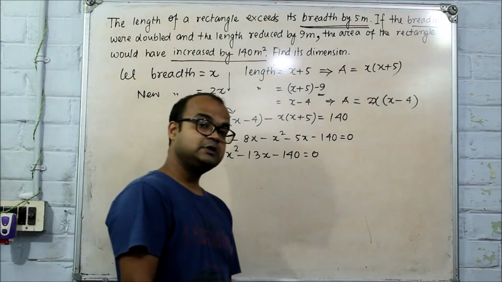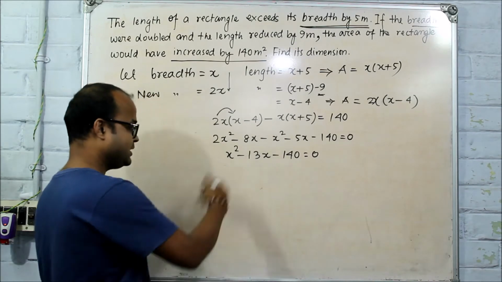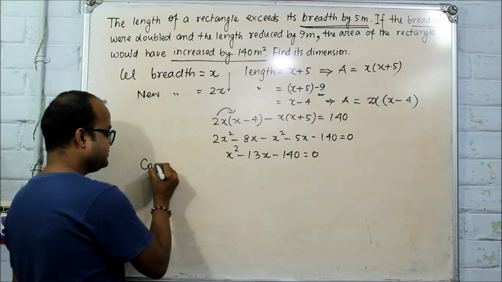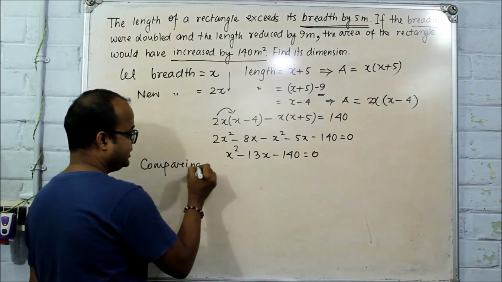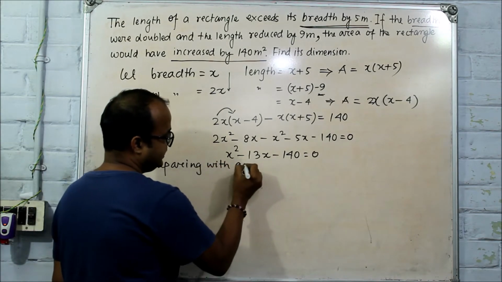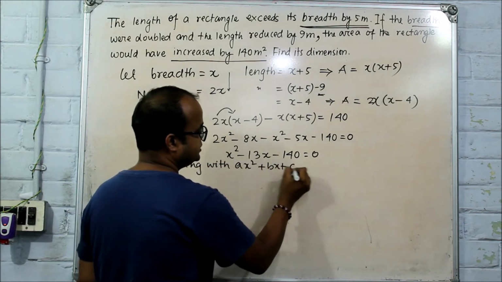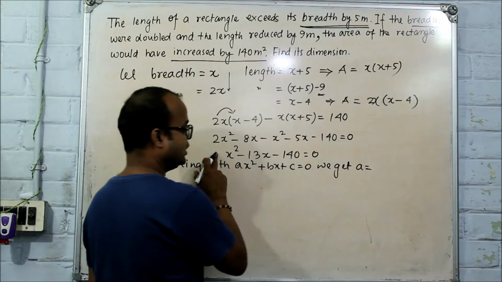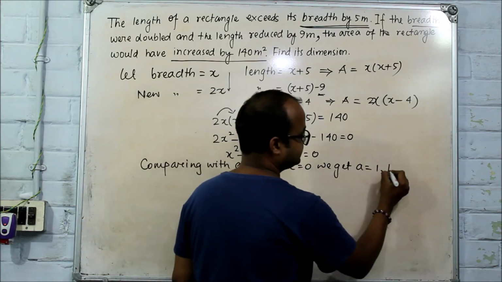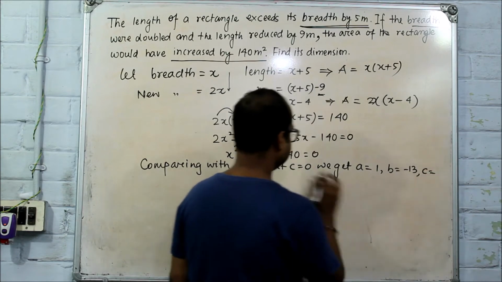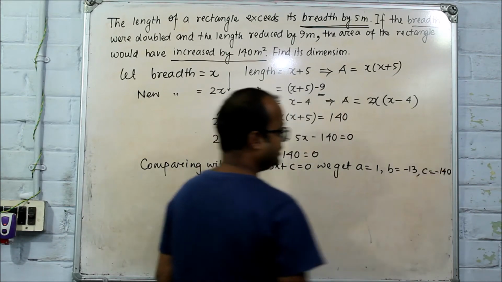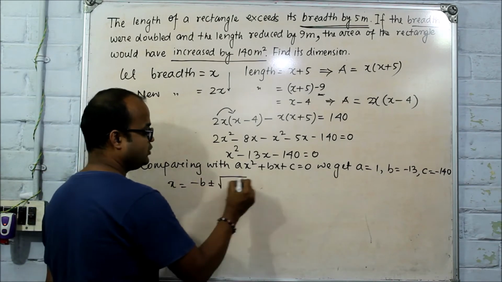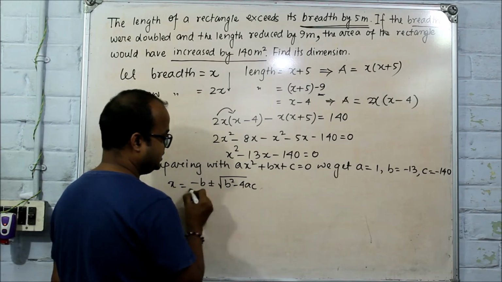The last two problems I solved using the factorization method. Now I am solving using the formula method. Comparing with ax square plus bx plus c is equal to 0, we get a is equal to 1, b is equal to minus 13, c is equal to minus 140. So now we apply the formula. x is equal to minus b plus minus square root of b square minus 4ac by 2a.